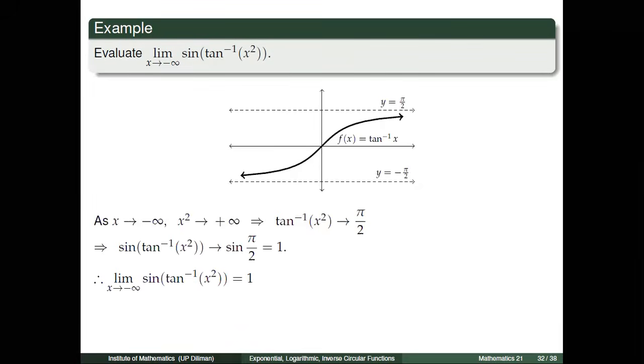So for these examples, we will first observe the behavior of the innermost function and then proceed outward. If a function is continuous at the limit of what's inside, then we just substitute that value. If not, then we might need the graph of the function.